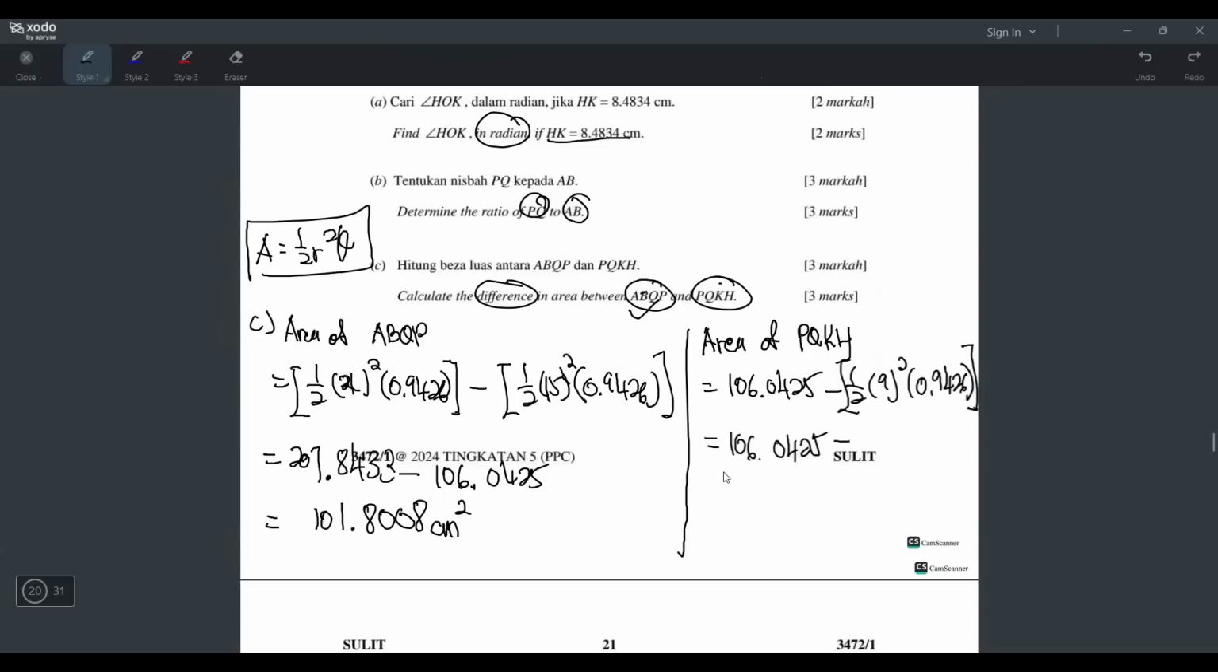106.0425 minus this one, later press calculator. Okay, let's press now. 9 square 81 divide 2 times 0.9426. 38.1753. So now I have to minus 106.0425 minus answer. Okay, finally I get it, 67.8672 cm square. Okay, but the question asks for difference.